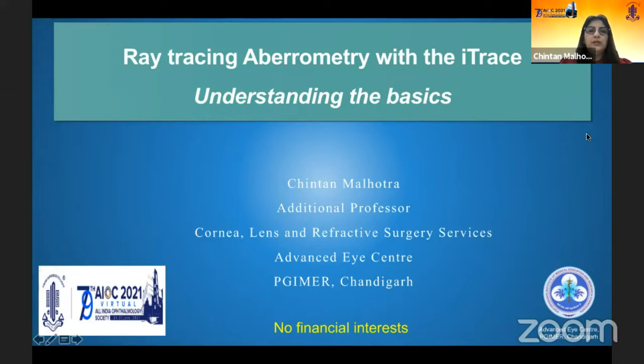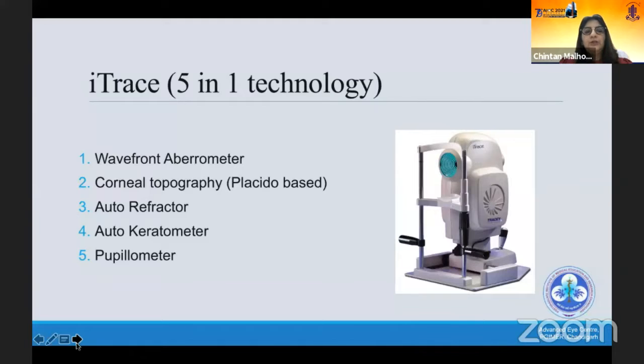The talk is about basic ray tracing, what we understand by ray tracing, and the advantages that this instrument gives us. So the iTrace is basically a 5-in-1 technology. It's a wavefront aberrometer. It does corneal topography, which is Placido based. It is an auto-refractor, an auto-keratometer, as well as a pupillometer.